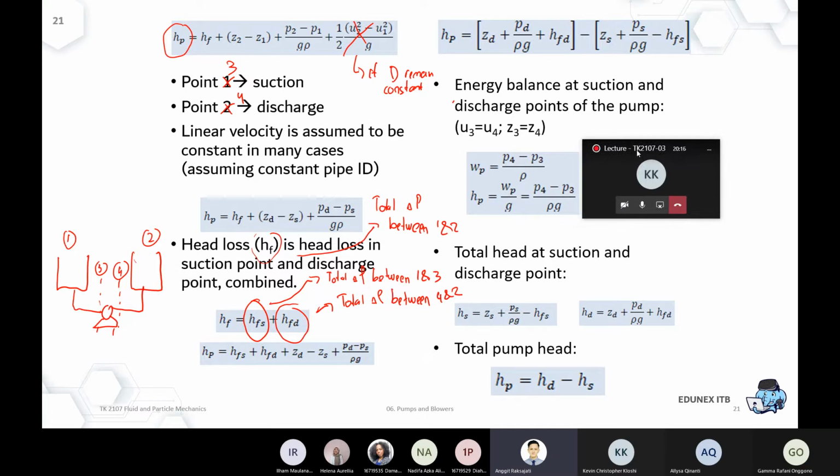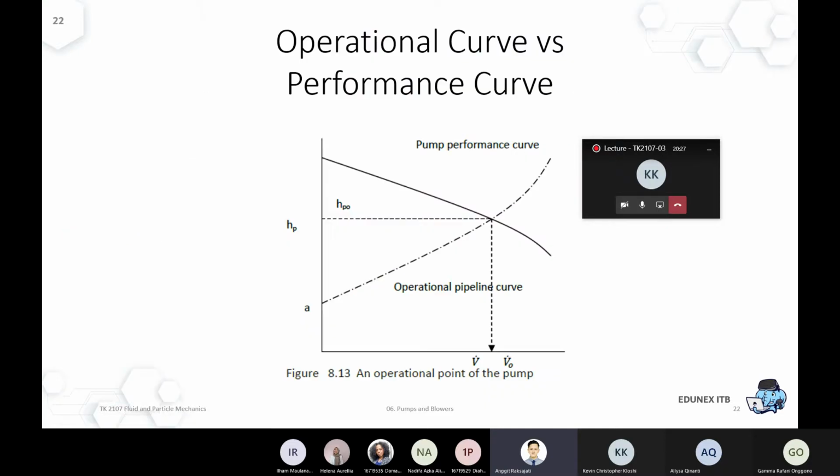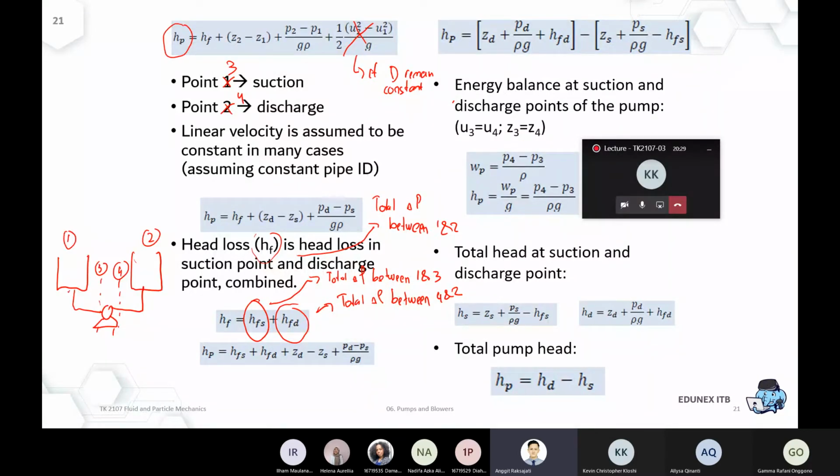Sometimes that could be helpful when we perform more advanced calculation in pump, because especially the suction part would be very, very critical. Again, I told you yesterday that we want to prevent any cavitation. We want to prevent any vapor forming in the inlet part of the pump. So the HFS especially is very important when we want to derive the net positive suction head calculation, NPSH calculation.